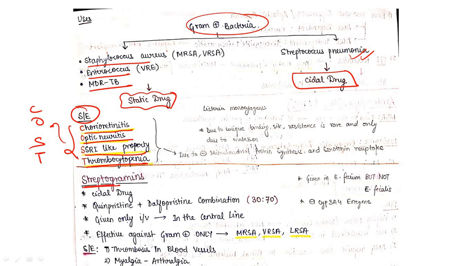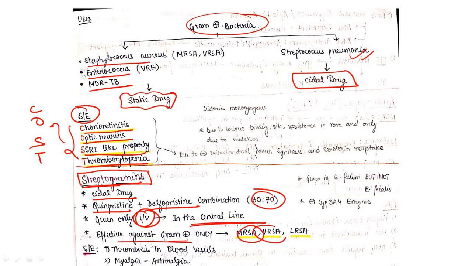Now moving to the next group, that is the streptogramins. It is also an example of a cidal drug in which we use a combination, quinupristin and dalfopristin, used in the ratio of 3:7. Clear? And it is given only IV through a central line. It is effective against gram positive only. In cases of MRSA, VRSA and LRSA, we can use streptogramins.